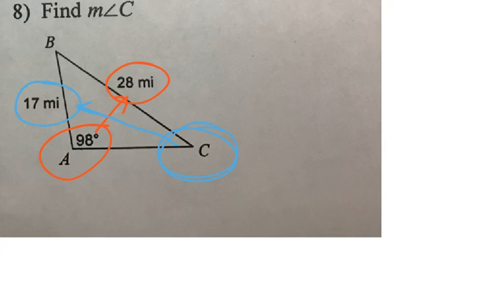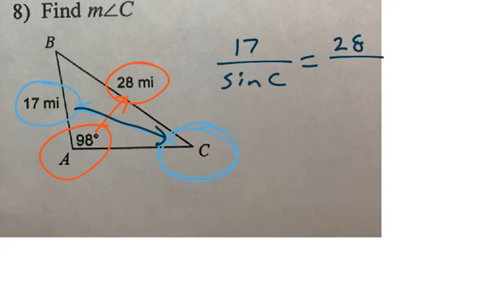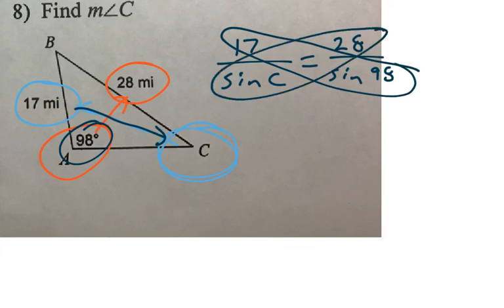So setting it up, I know that if I took 17, again, that's opposite of angle C. That goes with the sine of C. Always match up the side with its opposite angle, right? And that's going to equal the same ratio as 28 over the sine of its opposite angle, which is 98. And I'm going to cross multiply, right? And notice I'm going to end up with 28 sine of C right here equal to 17 times the sine of 98 degrees.